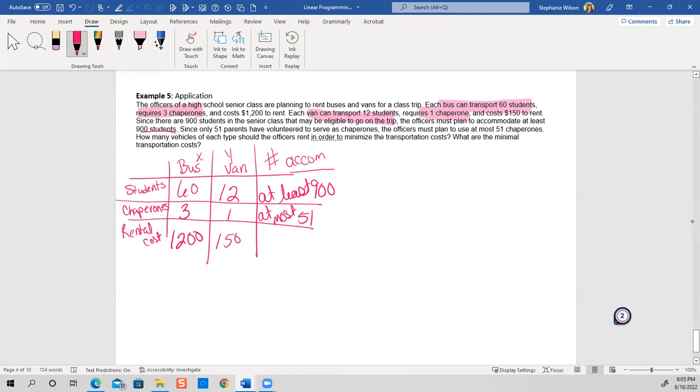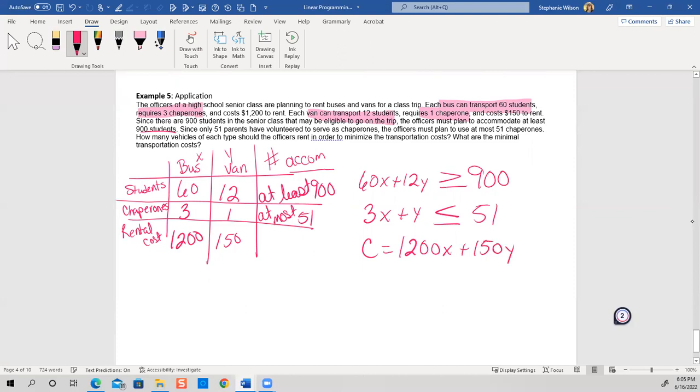So let's start with the first one. Our students formula is going to be 60x plus 12y, and it said at least, so that means I can have more than that. So it's going to be greater than or equal to 900. My chaperones is going to be 3x plus y, and since it's at most, I'm going to set it less than or equal to 51 because I cannot exceed that. And then I have my cost formula, C equals 1,200x plus 150y.